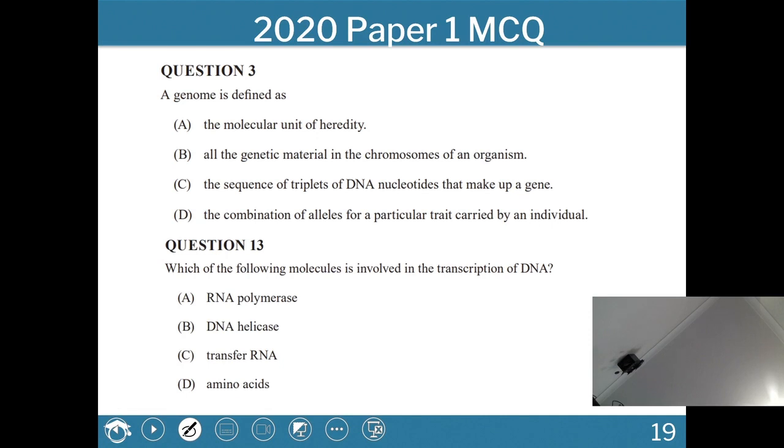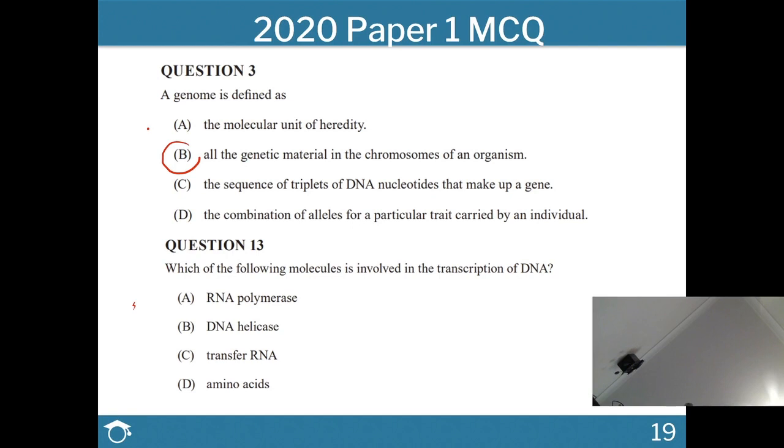So first of all, when I'm coming through a multiple choice question like this, I want to look at all of the answers before choosing an answer. So I've got a genome is defined as, and remember, a genome is all of the varieties of genes within a particular organism, or the combination of all genetic material in an organism. So by far the option that matches that the most is option B.